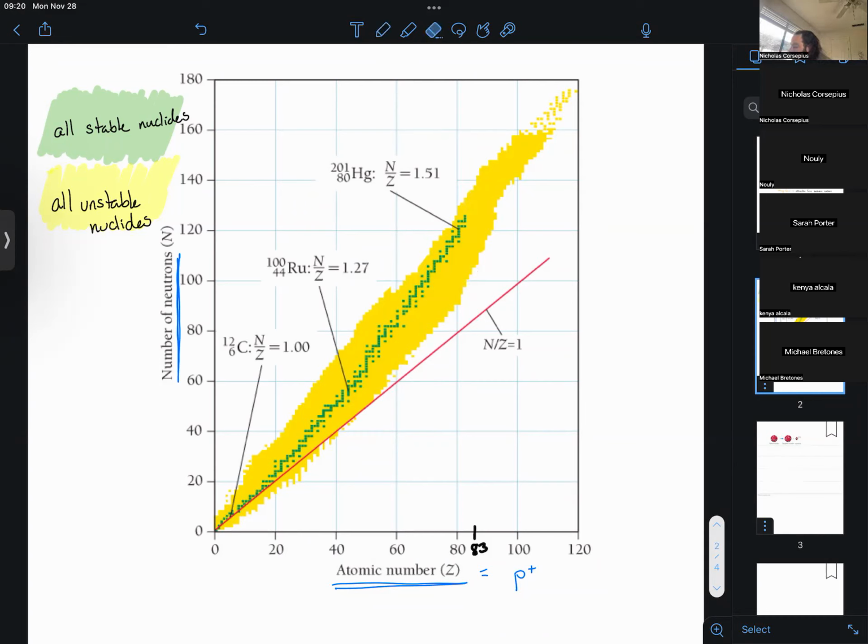All right. So we're going to revisit this chart in a minute here, but now we're going to talk about these different types of nuclear reactions.